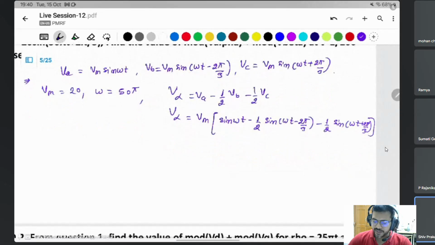So simply open the brackets by using sin(a minus b) and sin(a plus b), sin a cos b, cos a sin b, like that. Then we will get the V alpha value. It will be 3 by 2 into Vm sin omega t.